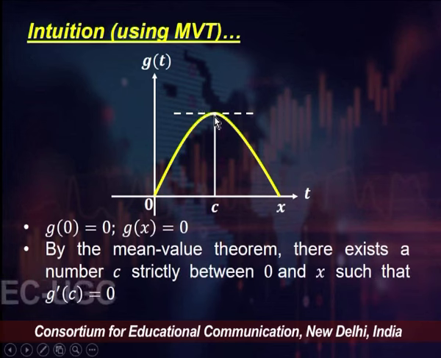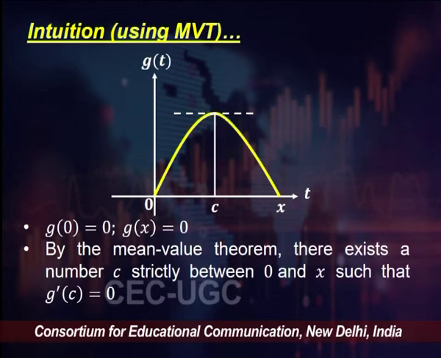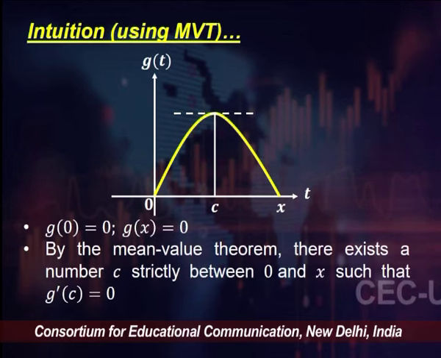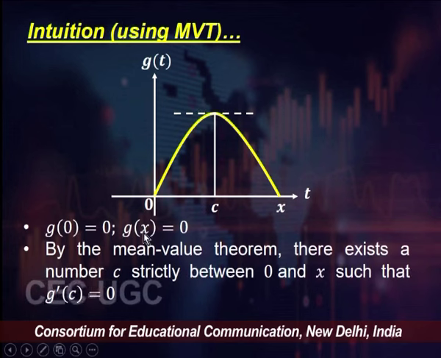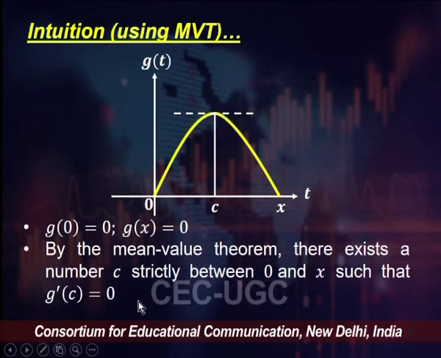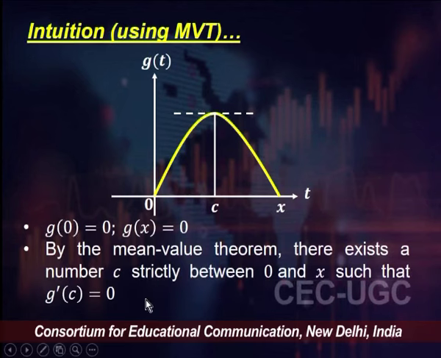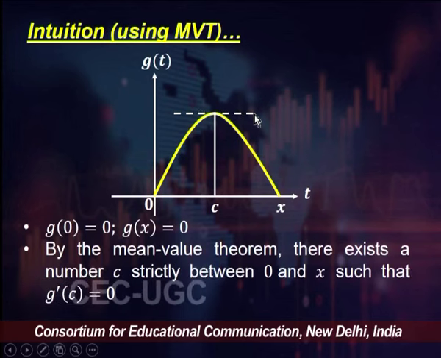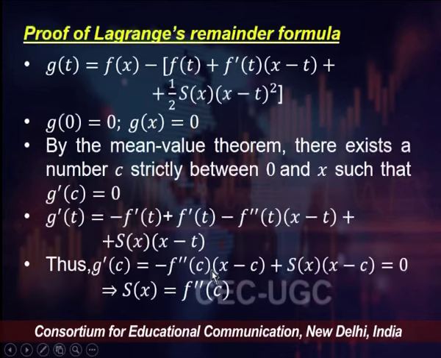In fact, this is just one point. If there were more bends in this graph, there could be more than one point, but anyway, this is just to illustrate. So if you have a situation where the end values are 0, then by the mean value theorem, there exists a number c strictly between 0 and x such that g prime of c is equal to 0, because the slope of this tangent is going to be 0.